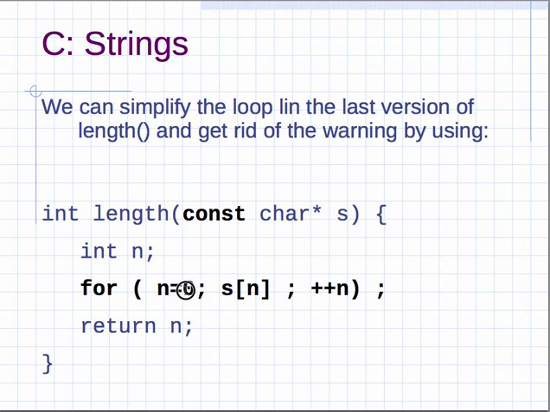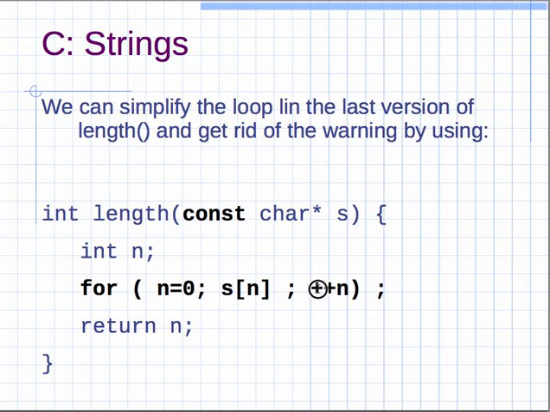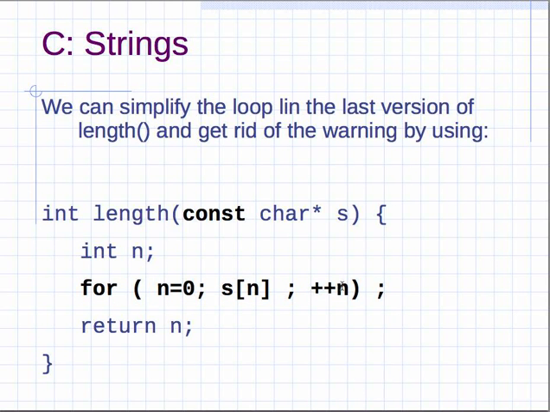We say n is equal to 0. This is what we're really interested in, the count. We check s sub n. Is it a null termination character? If it is, then this is false, and you exit the loop. And while it's not false, while it's not the null termination character, we bump up the count. Okay.